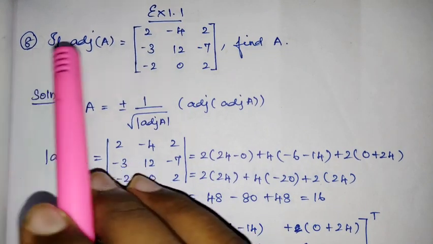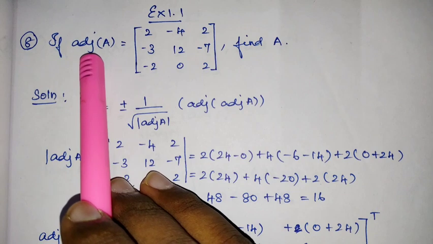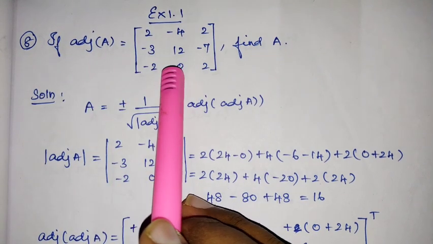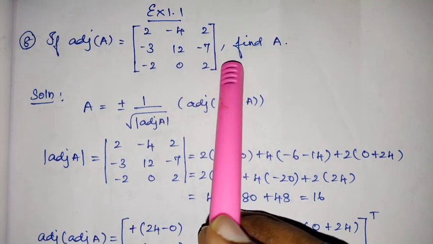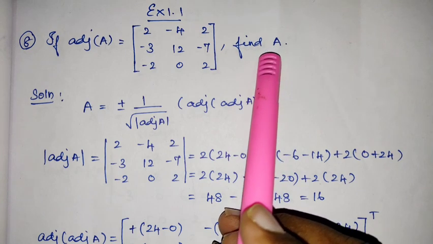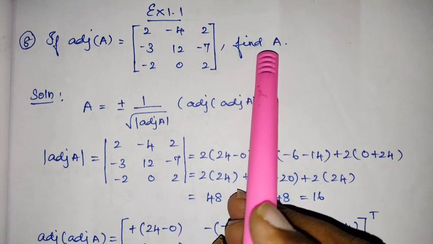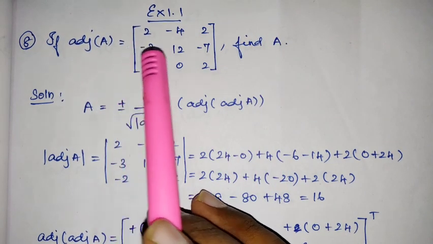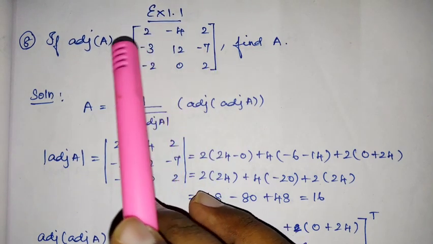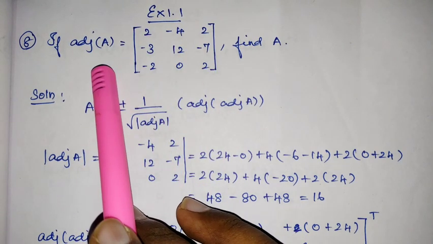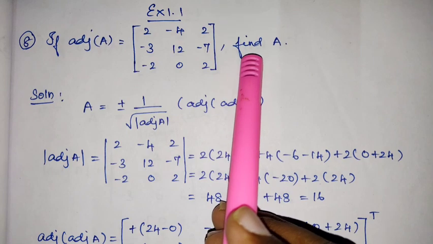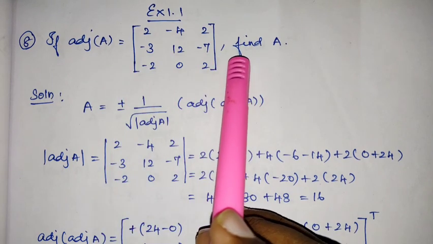So here you see adjoint of A is given and you are asked to find A. Usually A will be given and you are asked to find adjoint A, isn't it? Now it is given in reverse. Adjoint of A is given and you are asked to find A. If so, we have to use a different formula.